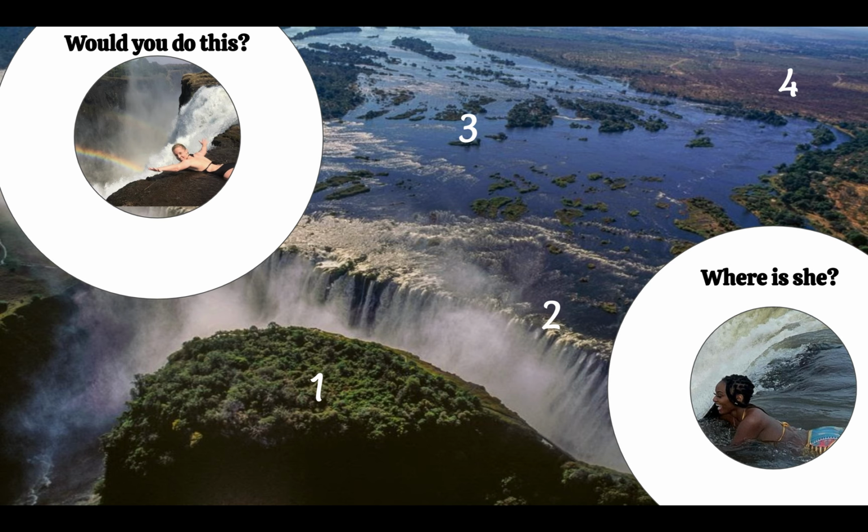This is Victoria Falls, and it is the longest waterfall in the world. It is twice as high as Niagara Falls. That is as high as a 35-story building.